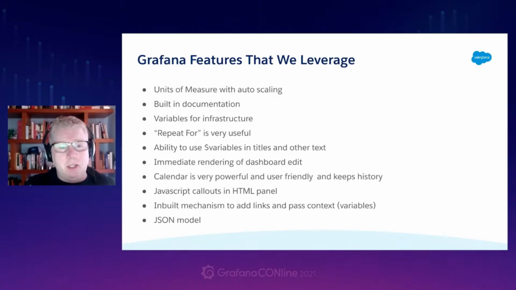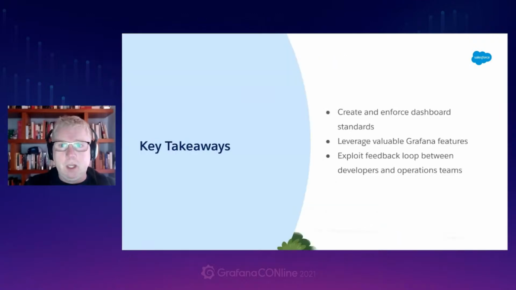And the last one, the JSON model for the API, pulling down dashboards, revision control. Even if you've edited a lot of panels, you can do search and replace in there as well and save back in. So my three major points are to create and enforce dashboard standards, leverage all the Grafana features that you can. Grafana is very rich in features. And then exploit the feedback loop between your developers and operations teams, and have a feedback loop so they can tell you what they found useful about your dashboard, what you can improve on, and then build it back into your standards. So keep in that loop.